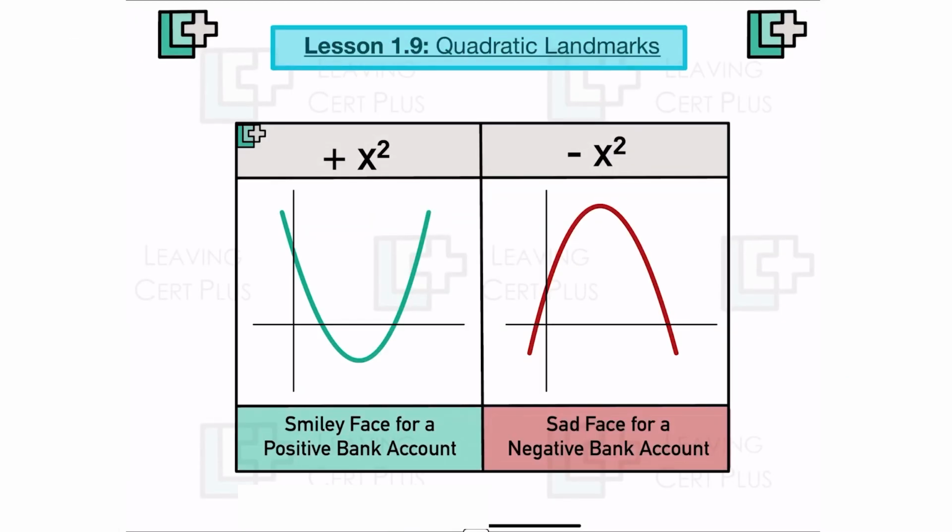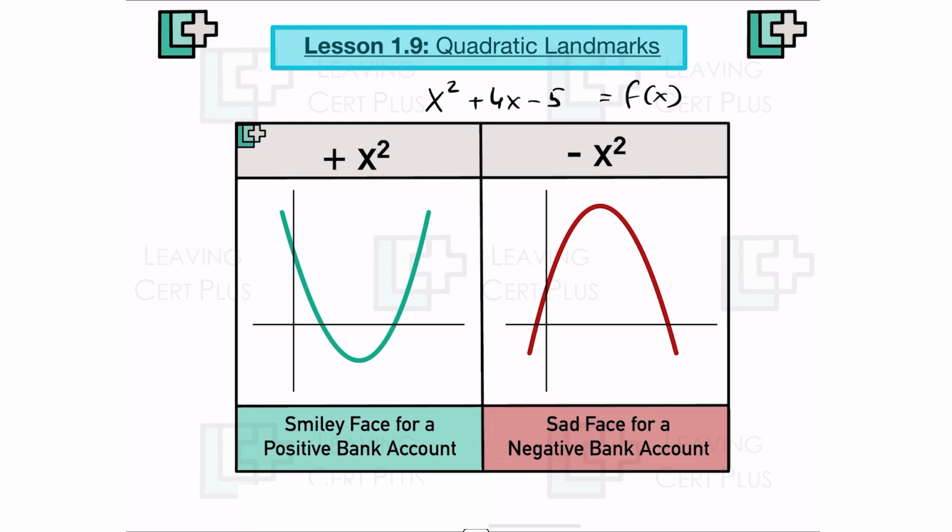This is lesson 1.9, our first lesson looking at quadratic functions. We're going to focus on the shape and also the landmarks associated with these functions. So first of all, quadratic, this is where your largest power on the x is 2. So x squared plus 4x minus 5 is an example of a quadratic function.